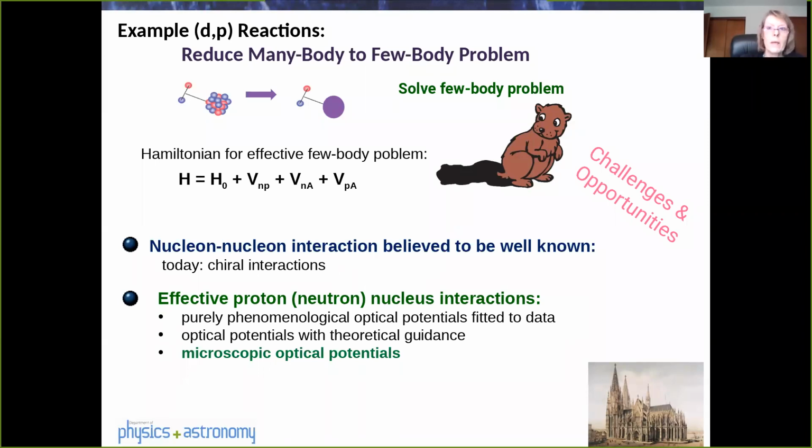Most of the time, purely phenomenological optical potentials are used, fitted to data. And sure, we always need data to do that. Then there are optical potentials with theoretical guidance, where you put in some of the structure information you know, or you have microscopic optical potentials. And this week, Jin wanted to have two different approaches to microscopic optical potentials, though I prefer to use the word optical potential only for the phenomenological ones.